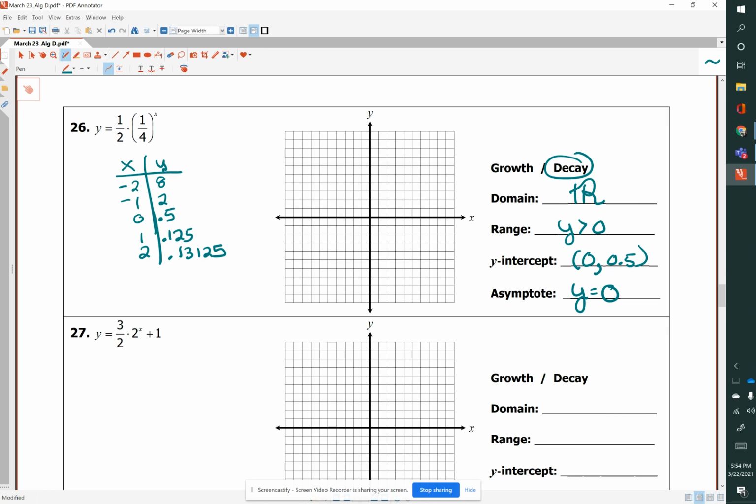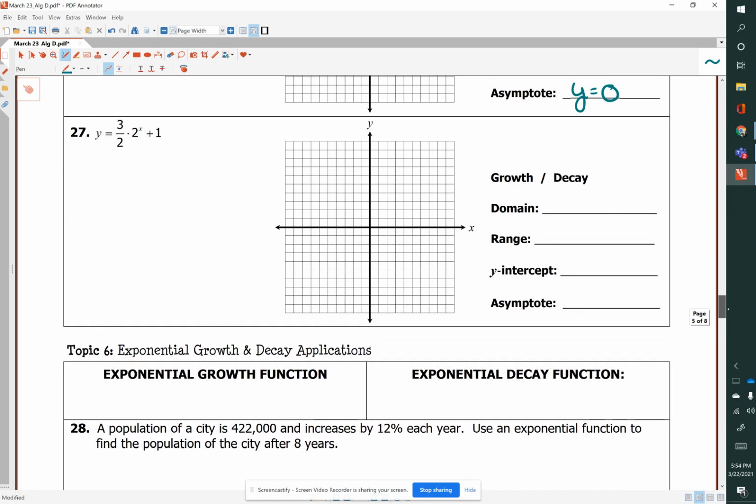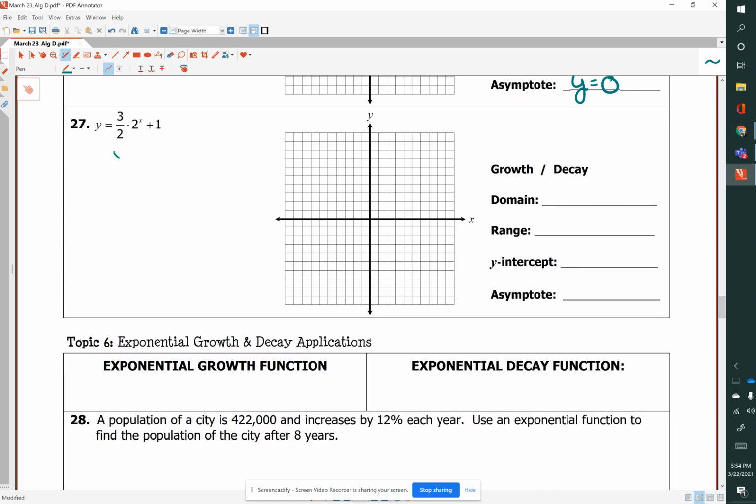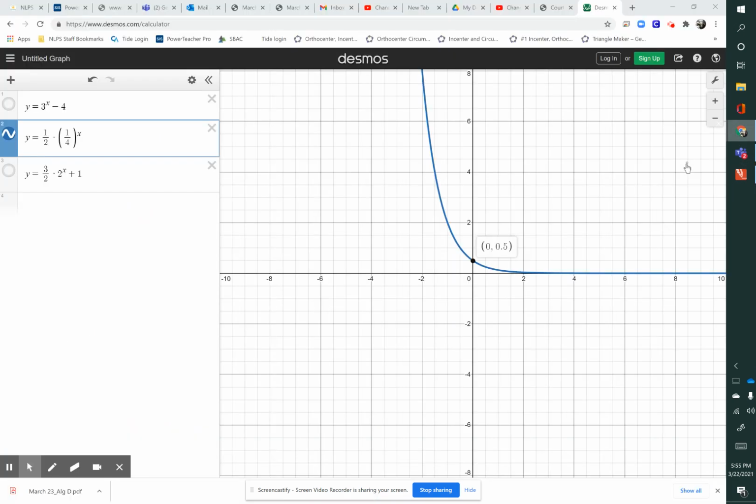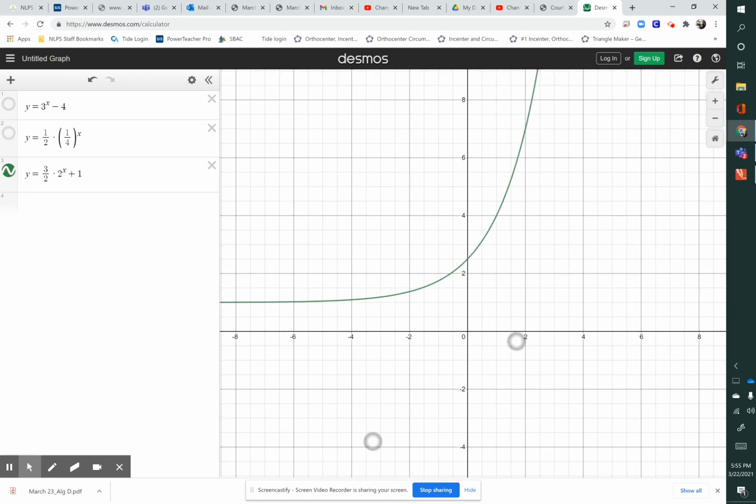And we've got one more to do. And again, I'm going to use the same -2, -1, 0, 1, 2. And our y values, 1.375, 1.75, 2.5, 4, and 7. And let's take a look at the graph. It's the green one, and it is exponential growth.